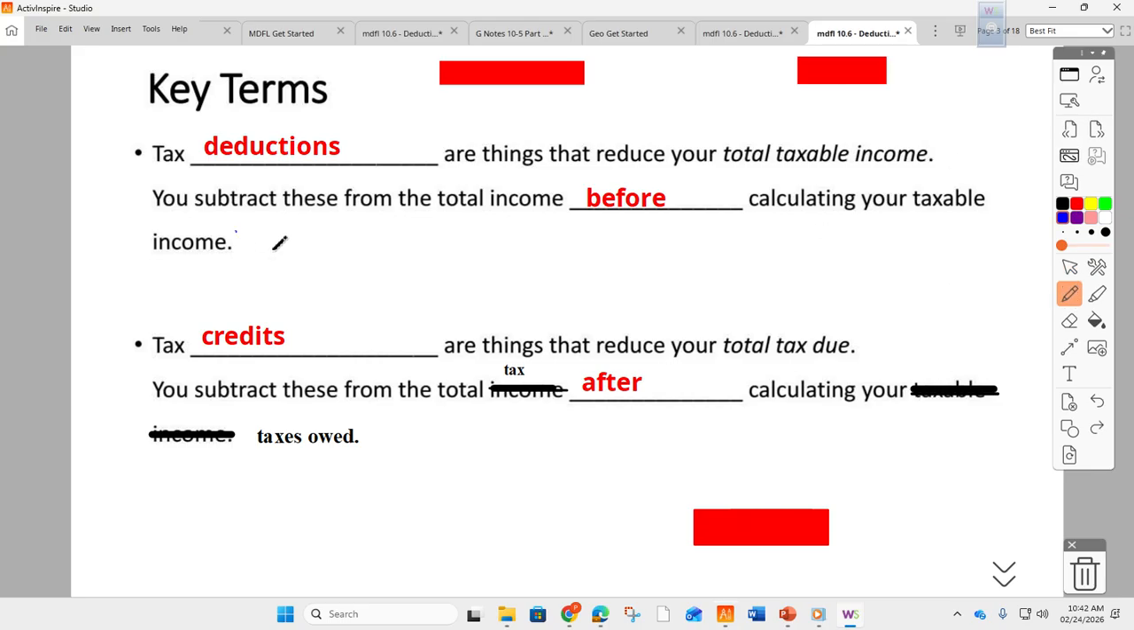Given the choice, do you pick a tax credit or a tax deduction? Most times you're going to pick the tax credit. All right.